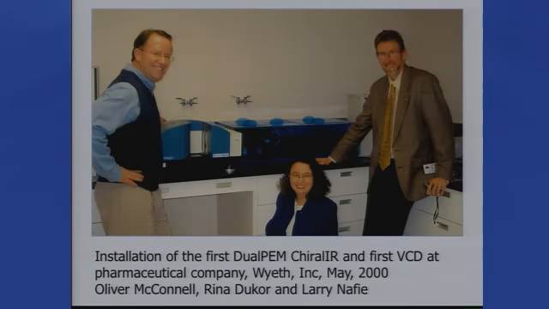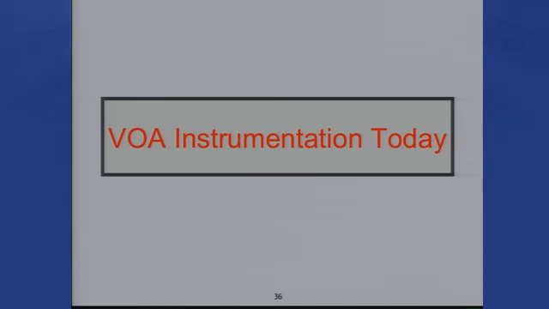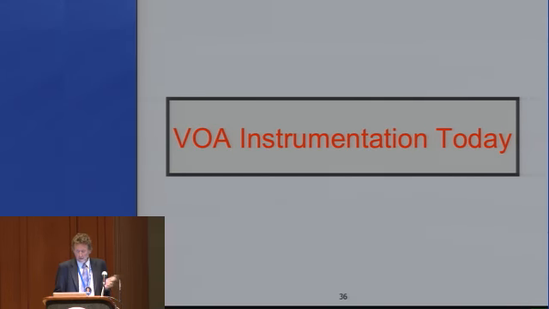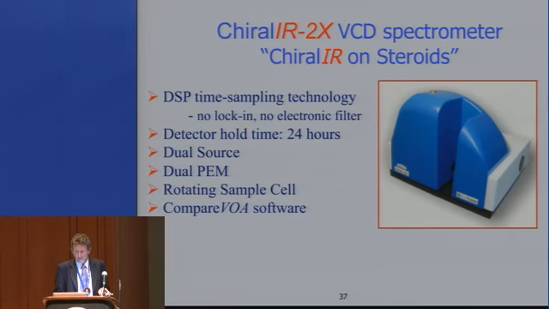So this is the first installation of VCD in a pharmaceutical company, and then they went right to the dual PEM setup. This is at Wyeth with Oliver McConnell, who was an administrator there and not a spectroscopist, but he went on to do his own VCD calculations, and so was really happy to have that instrument. So what's going on today in terms of technology?